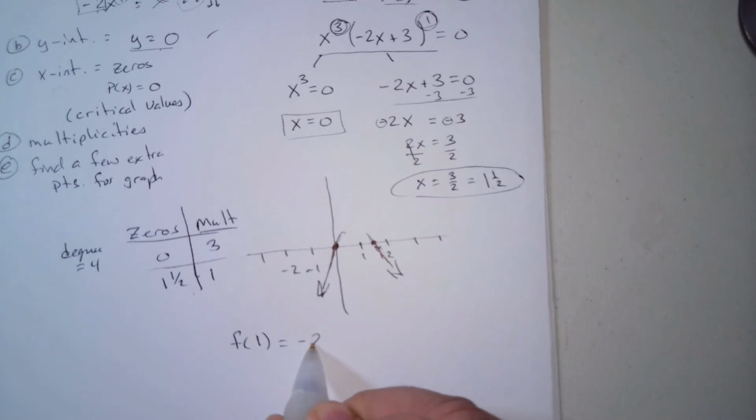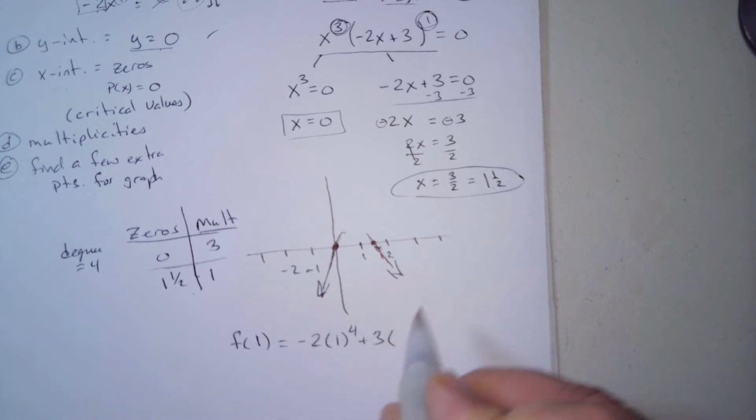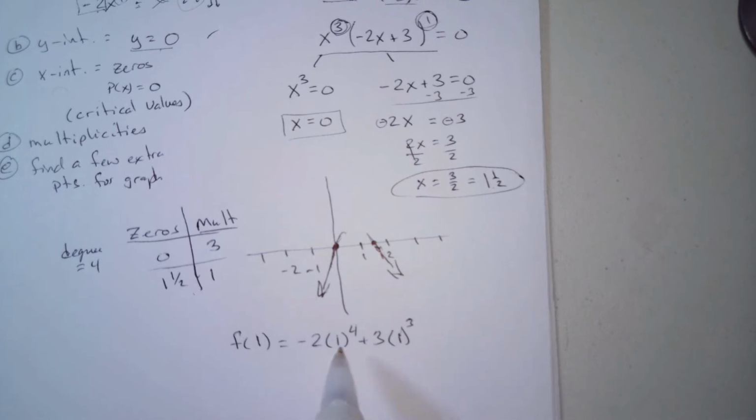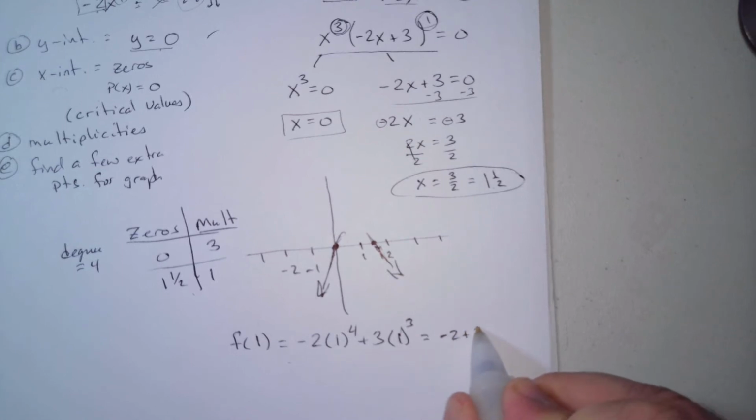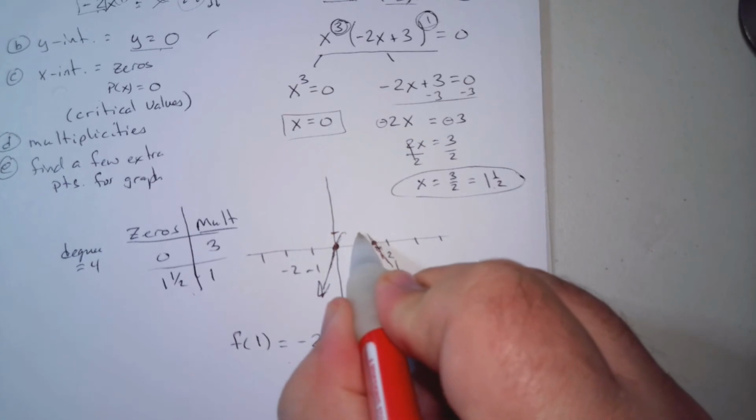So it's -2 times 1 to the 4th, plus 3 times 1 to the 3rd. 1 to the 4th is 1. 1 to the 3rd is 1, so it's -2 plus 3 equals positive 1. So at 1, it equals 1.